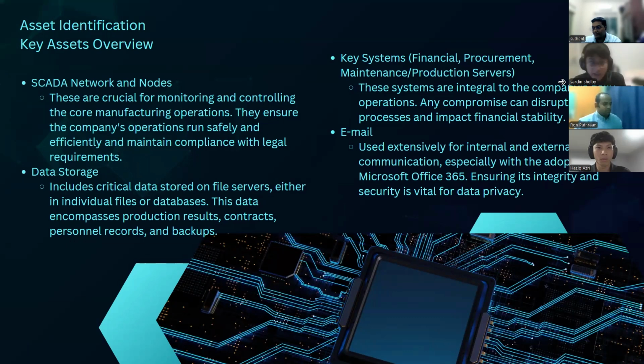And then for the data storage, it includes the organization's critical data stored on the file server, either individual or database files. This data encompasses the production results and contracts, the personal records, and the backups. Next, for the key systems, these systems are integral to the company's daily operation. Any compromise can disrupt the business process and impact financial stability.